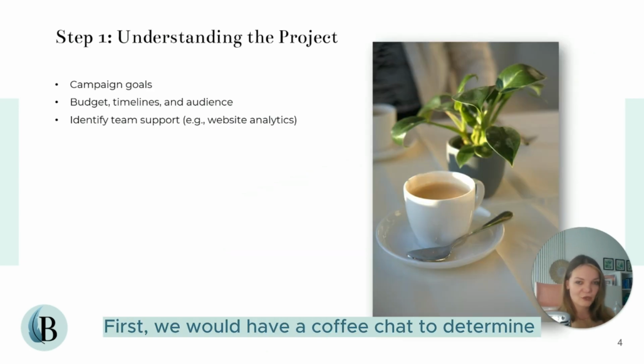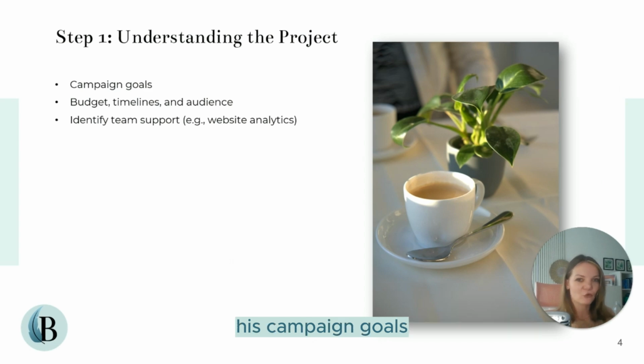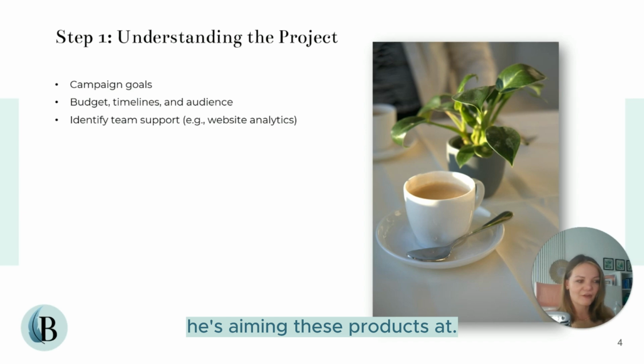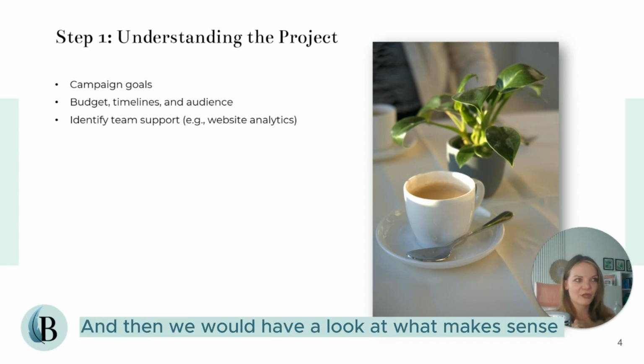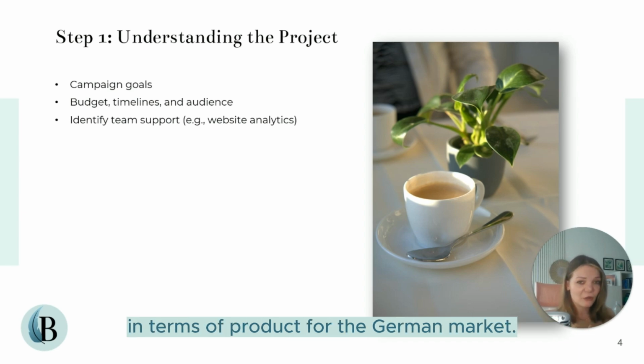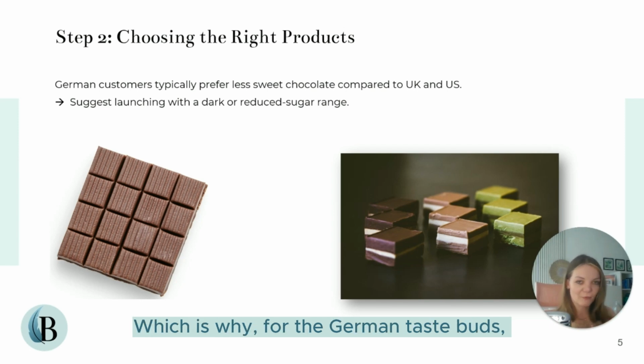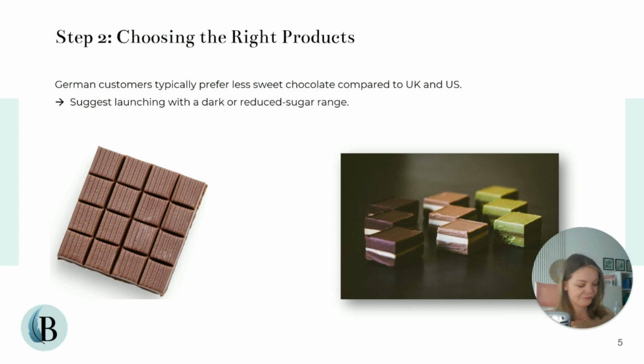First, we would have a coffee chat to determine his campaign goals and find out more about the target audience he's aiming these products at. And then we would have a look at what makes sense in terms of product for the German market. So something that's quite obvious to me is that Germans, compared to the US or the UK, are not big fans of really sweet chocolate, which is why for the German taste buds, it would make a lot of sense to consider a reduced sugar option or launch with a dark chocolate range to begin with.